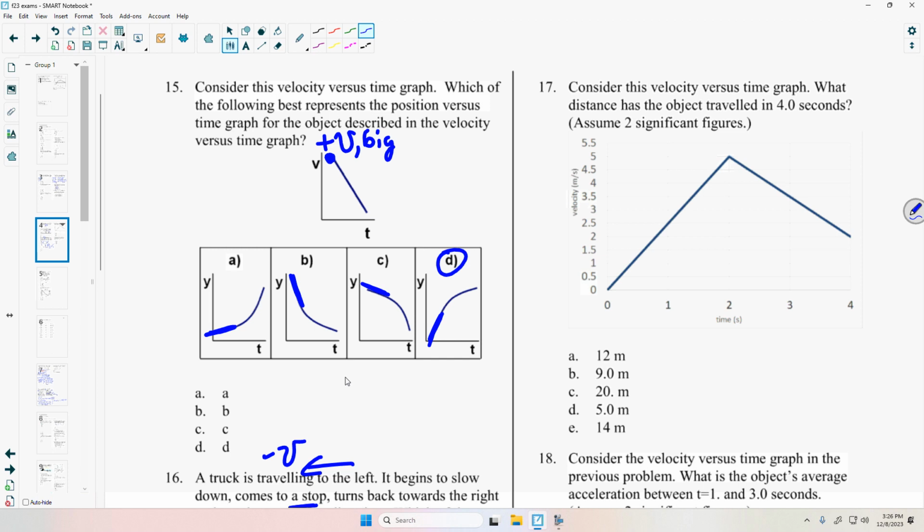But notice here that my velocity decreases. That means that my slope decreases. Big slope here, small slope here. So yeah, D is the right answer.